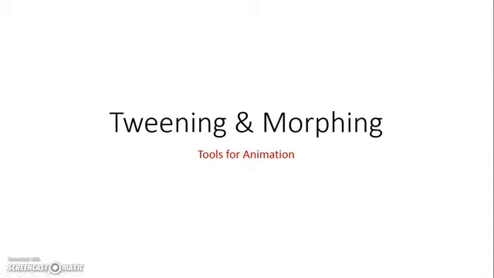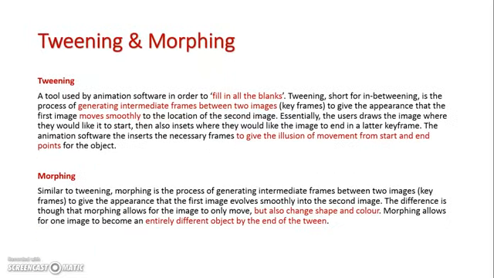We're now going to take a look at tweening and morphing, which are basically tools used for the production of animation. So basically what we first have is tweening, and this is short for in-betweening, and what it does is fill in blank frames between two frames drawn by an author.